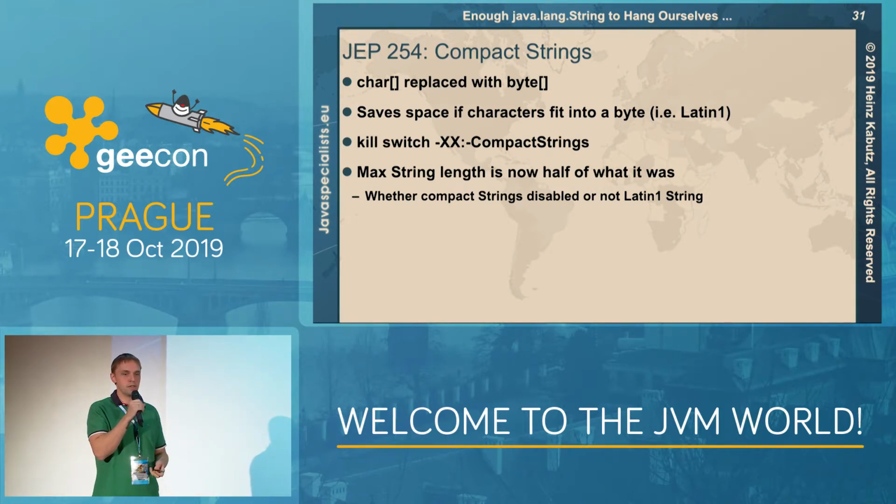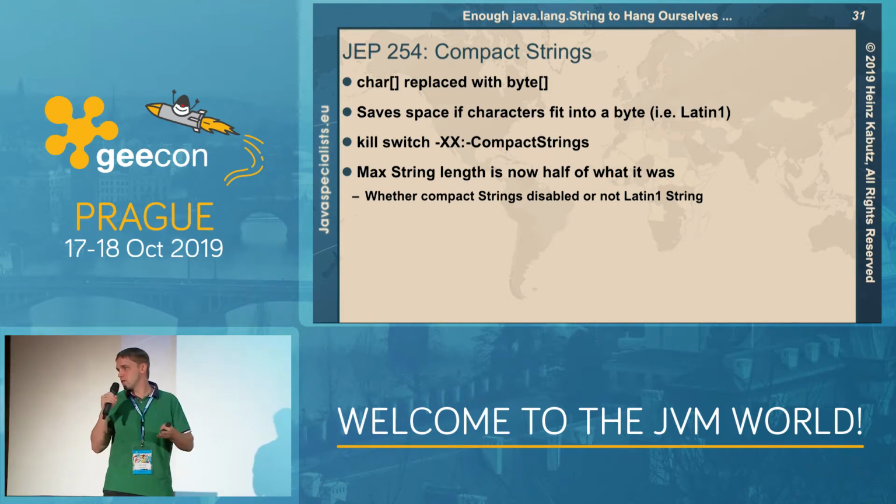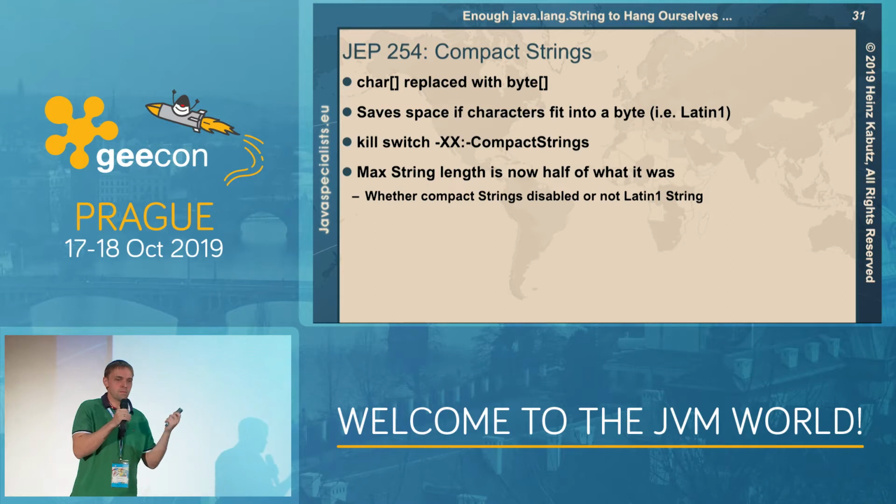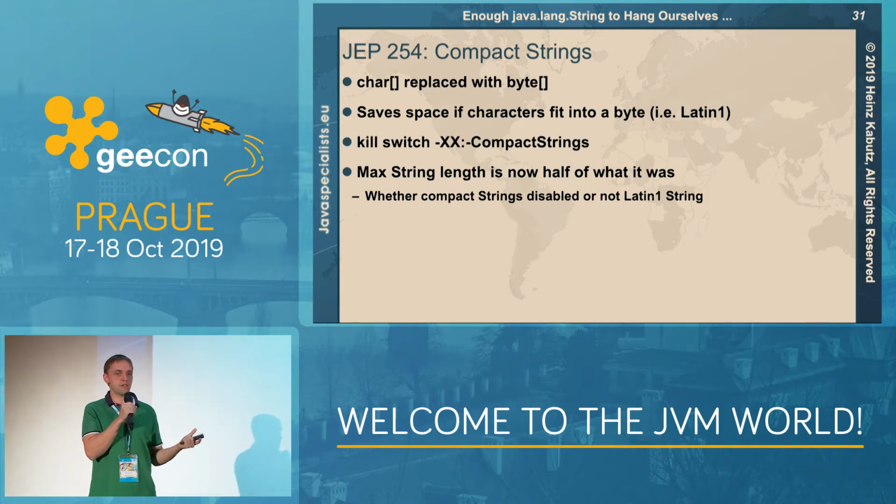So if you have lots of deduplication, yes, but that should also bring us another 10–15%. Maybe more. Who knows? It depends how many strings you have in your application. So compact strings: instead of a character array, we have a byte array. If strings are compressible, they will be stored as 1 byte instead of 2 bytes.